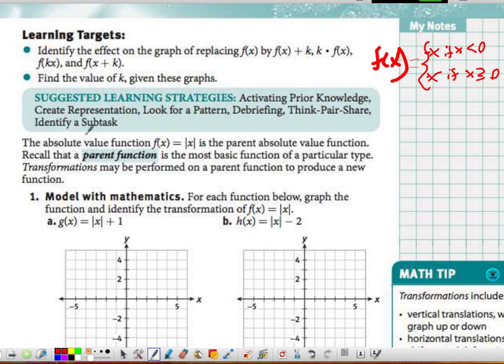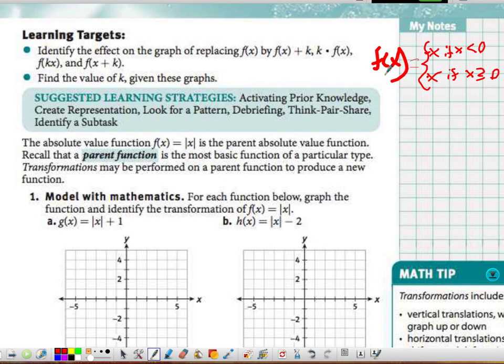So it says here the absolute value function f of x is equal to the absolute value of x is the parent absolute value function. Recall that a parent function is the most basic function of a particular type. Transformations may be performed on a parent function to produce a new function. So let's take a look at some examples.